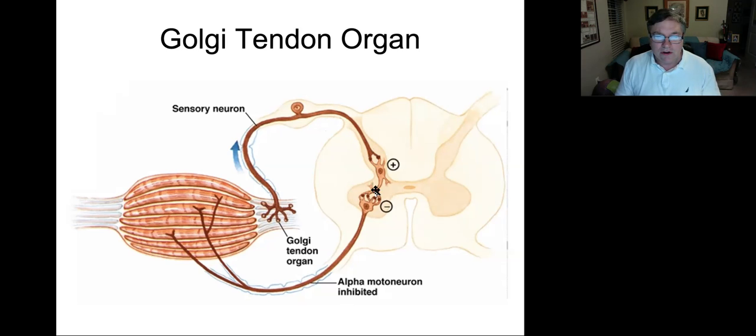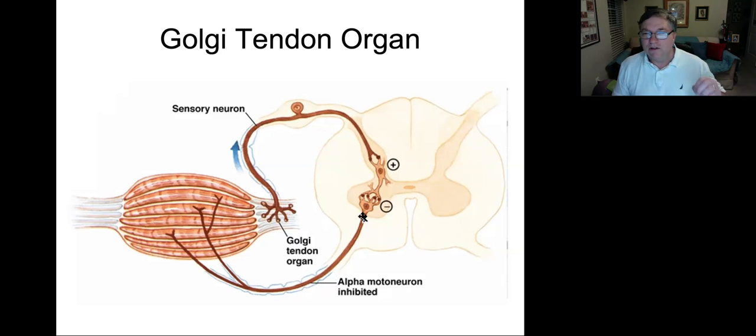Here we have an interneuron. So we stimulate this interneuron, and what it's going to do is inhibit action potentials produced by the alpha motor neurons. Specifically, they produce what are called postsynaptic potentials. In fact, we call them inhibitory postsynaptic potentials, meaning they reduce the likelihood that this alpha motor neuron will fire.